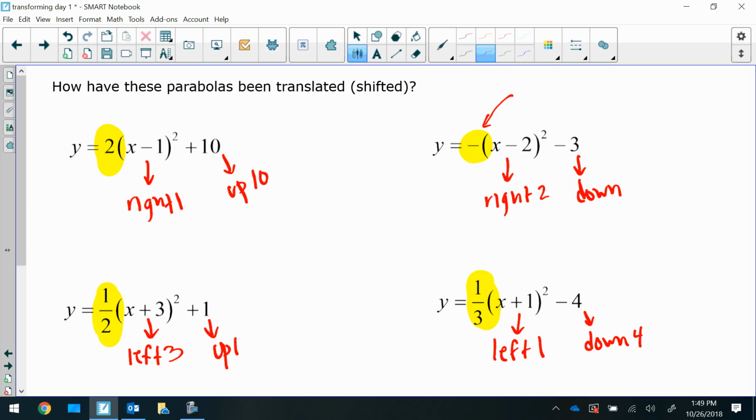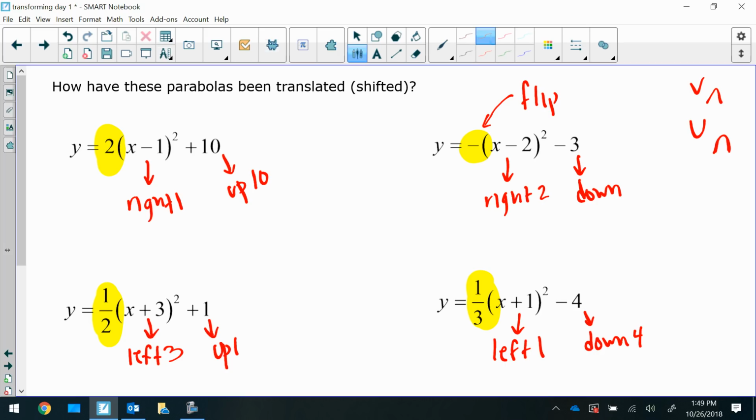When we did absolute value, the negative turned our v from going up to going down. So this is going to do the same thing. It's going to flip. Instead of having a U shape, we're going to have what looks like an N, an upside down U.